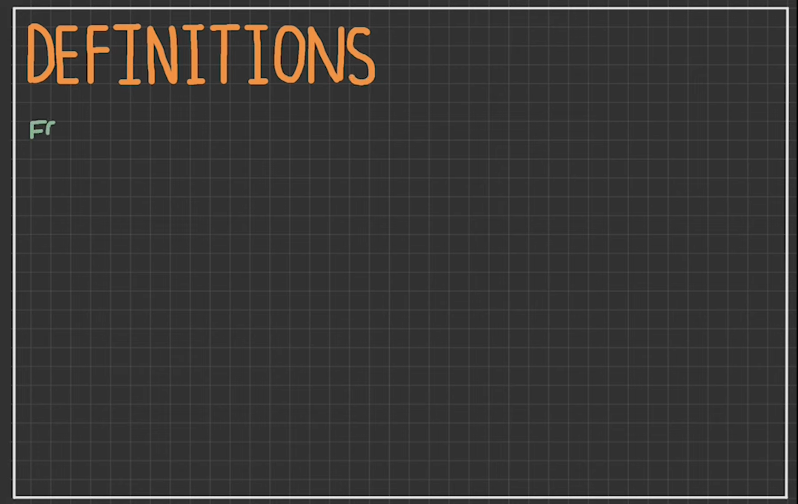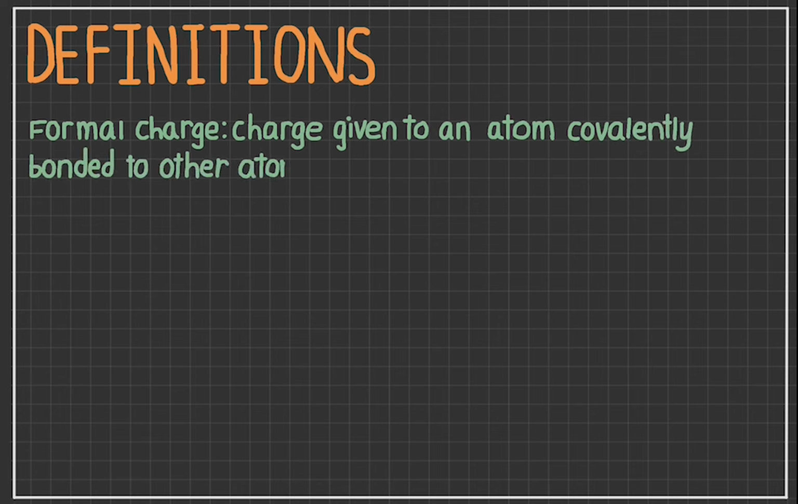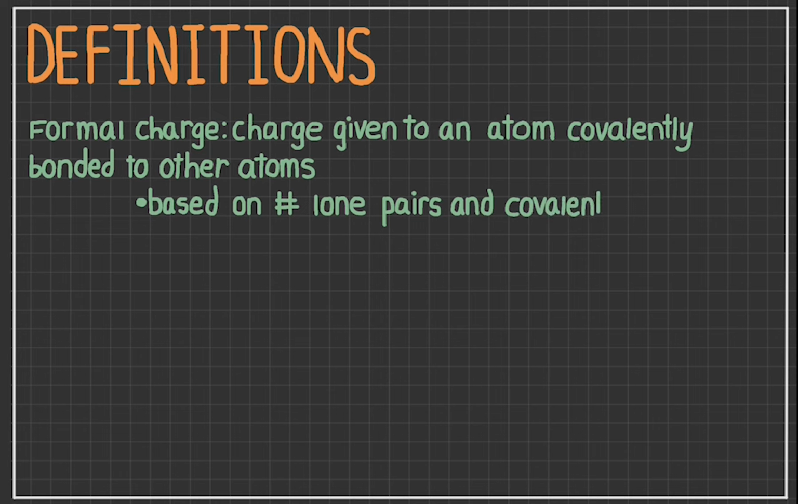Formal charge is the charge given to an atom covalently bonded to other atoms based on the number of lone pairs and covalent bonds the atom has. Formal charge helps determine what the best possible Lewis structure is for a molecule. Among all the various resonance structures, using formal charge to find the best one would mean all the charges on each atom are as close to zero as possible.